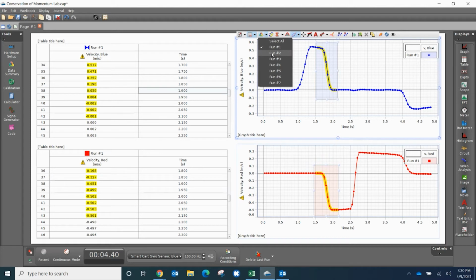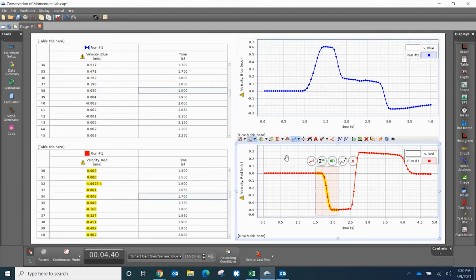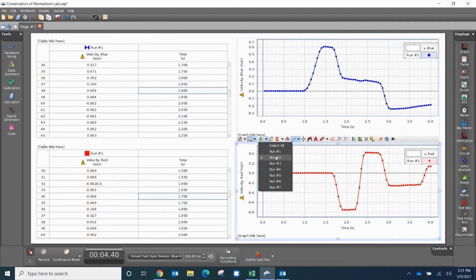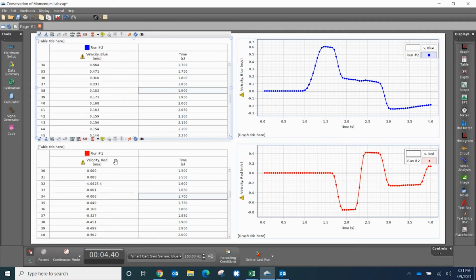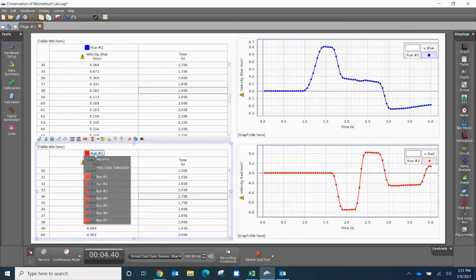If we added some extra mass, which is run 2, again, what you want to do is go up to the little symbol. It looks like the Google Drive symbol. There's a little black arrow. You can then select which run. So I'm going to look at the second run, and you need to do that for your tables as well. So run 2 and run 2.